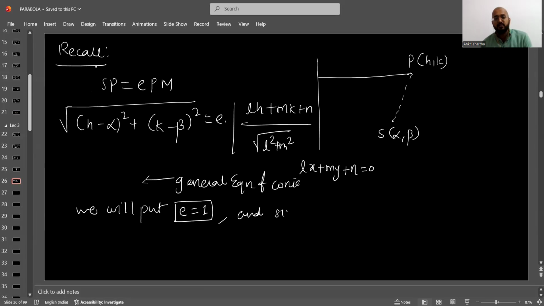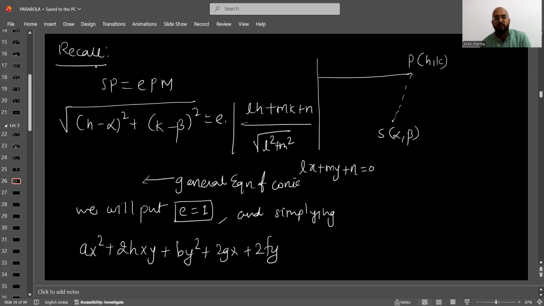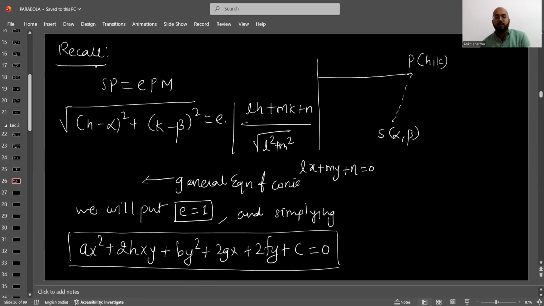I'm not simplifying this, that is beyond the scope of this session. After simplifying, we get the general equation which looks like this: ax² + 2hxy + by² + 2gx + 2fy + c = 0. This is the general equation of a conic, not only for a parabola, but for everyone.